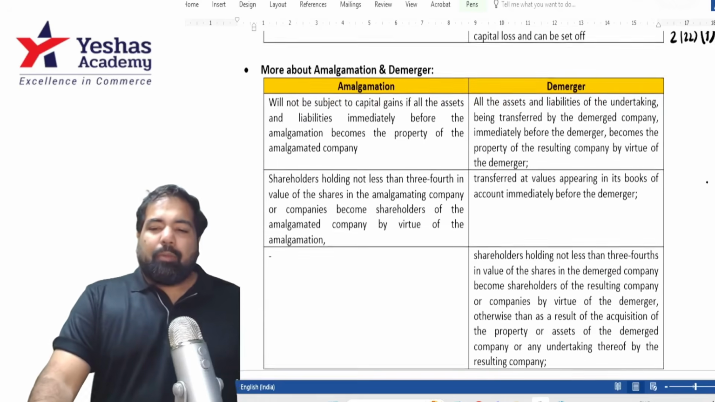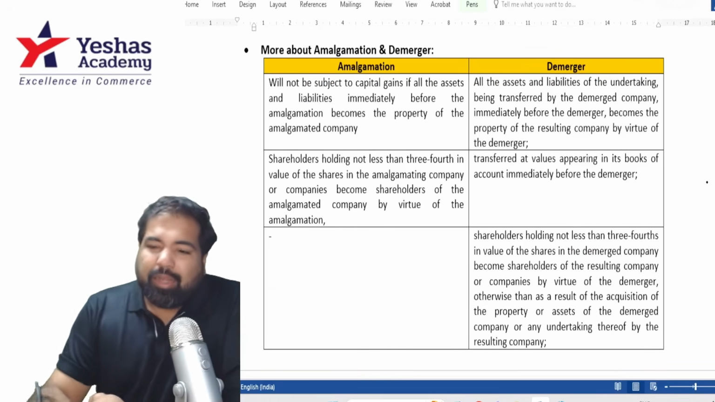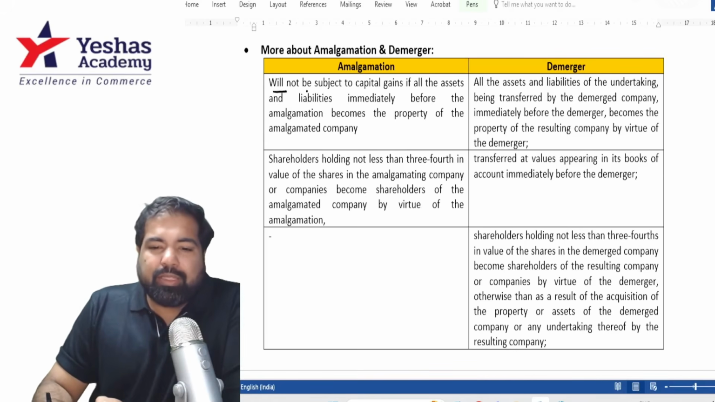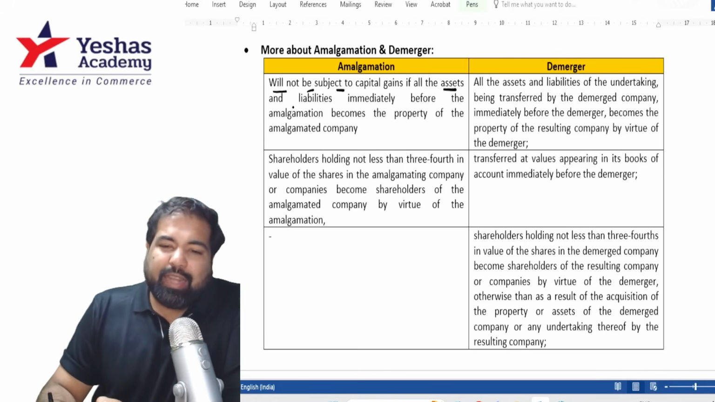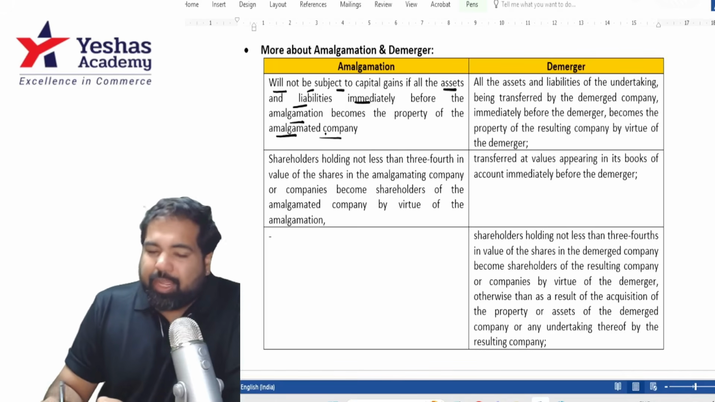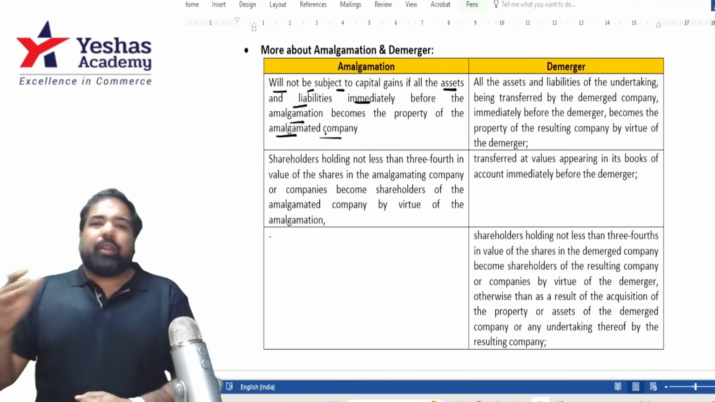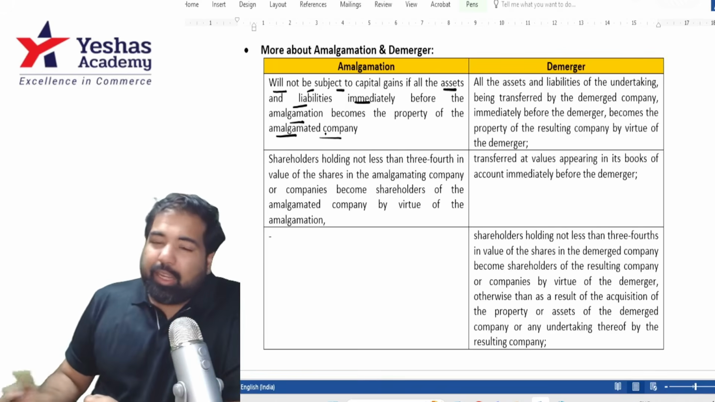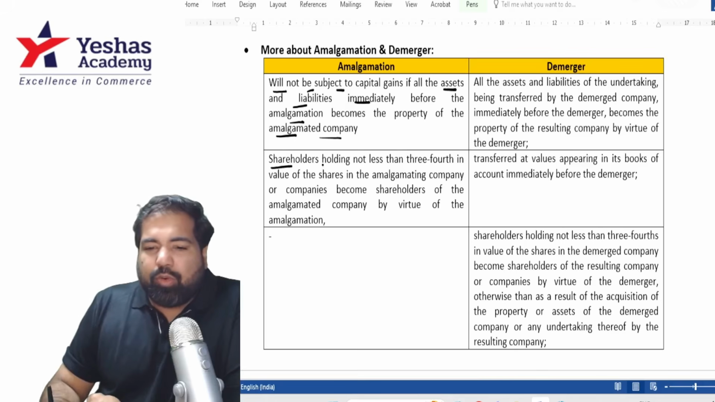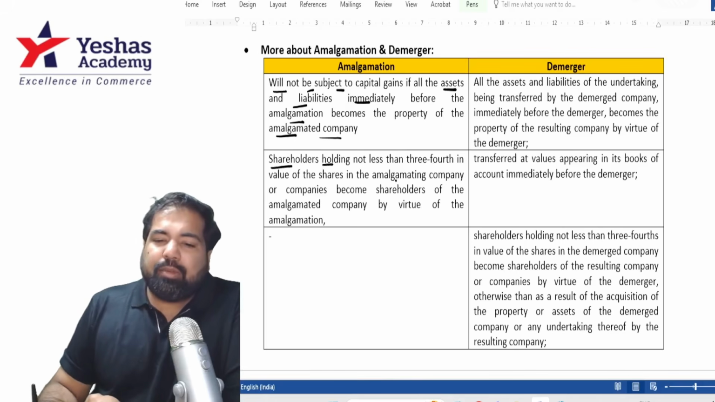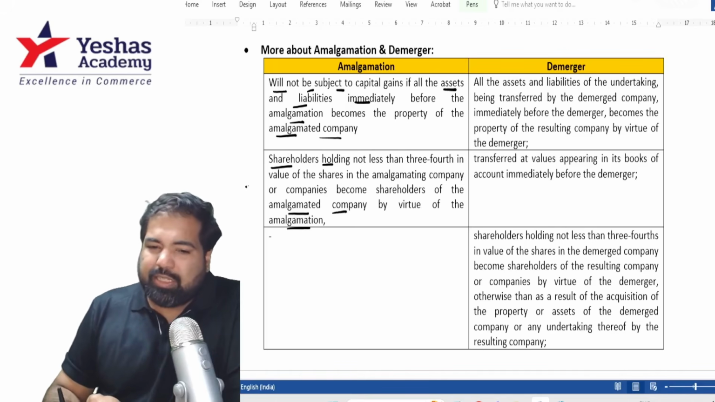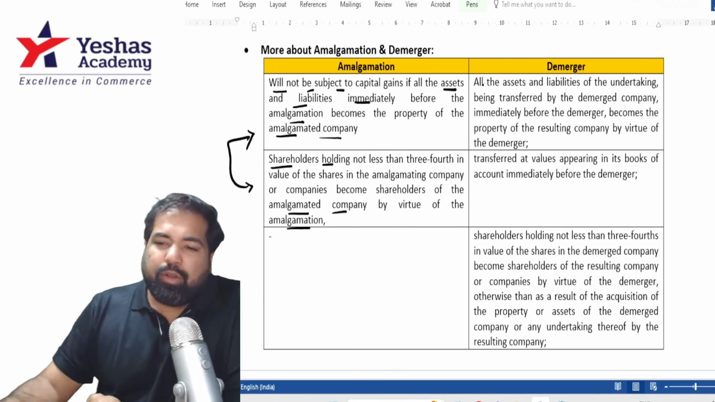Next, more about amalgamation and demerger. What is amalgamation? What is demerger? Amalgamation and demerger will not be subject to capital gains if all the assets and liabilities immediately before the amalgamation become the property of the amalgamated company. Example, Vodafone got amalgamated into Idea. Is that capital gain? No, if all the assets and liabilities of Vodafone become Idea's, and shareholders holding not less than 3/4 in value of the shares in the amalgamating company become shareholders of the amalgamated company by virtue of this amalgamation. This is a condition, and in that case, capital gains will not apply.